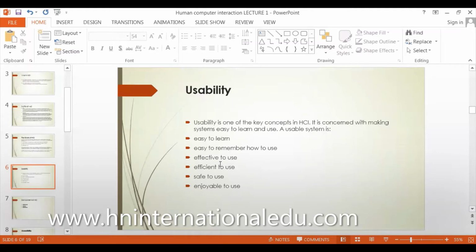Okay, what is usability? Usability is one of the key concepts of HCI. It is concerned with making systems easy to learn and use. A usable system is easy to learn. You should easily learn it. Okay, if a company buys any application or website of yours, your website should be easy to use. They should not have to hire a professional to get its staff trained to use your website.